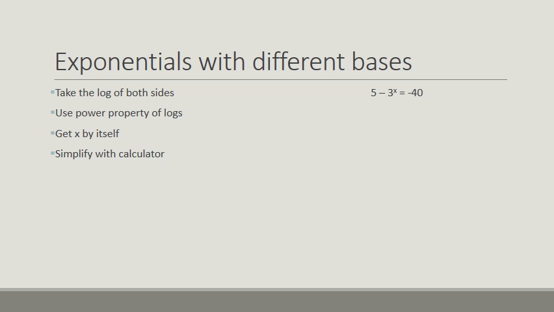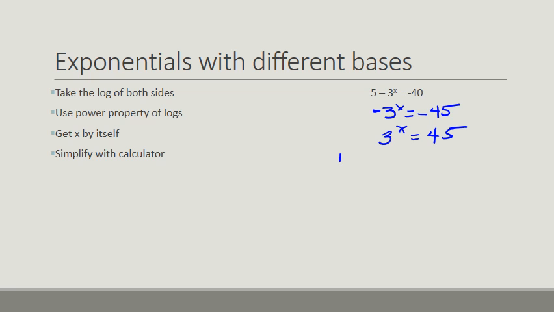Now sometimes they're going to have different bases, and we can't do it that way. We have to use logs to solve. So before we take the logs of both sides, we're going to get the term with the exponent by itself, so I'm going to get negative 3 to the x equals, if I subtract 5, negative 45. And then I'm going to divide by a negative, so I get 3 to the x equals positive 45.